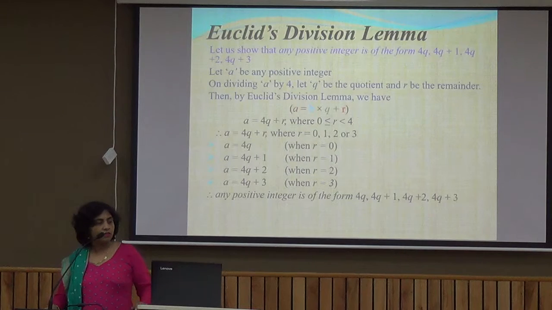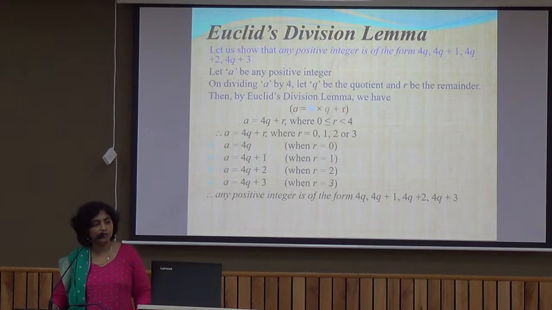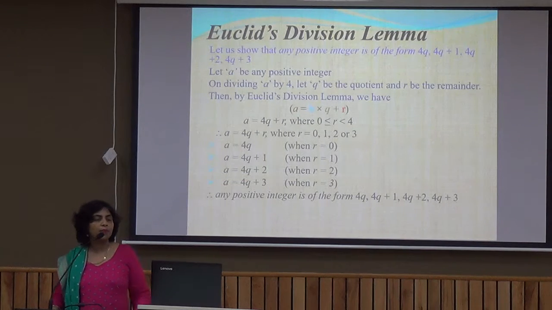Then let's take another example. Let us show that any positive integer can be represented in the form 4q, 4q plus 1, 4q plus 2 or 4q plus 3. That means any integer can be represented in any of the four forms. We take any positive integer and divide it by 4. Let q be the quotient and r be the remainder. According to our division lemma, a is equal to 4q plus r, and r should be less than 4. It can take any value 0, 1, 2 and 3 but not greater than 3.